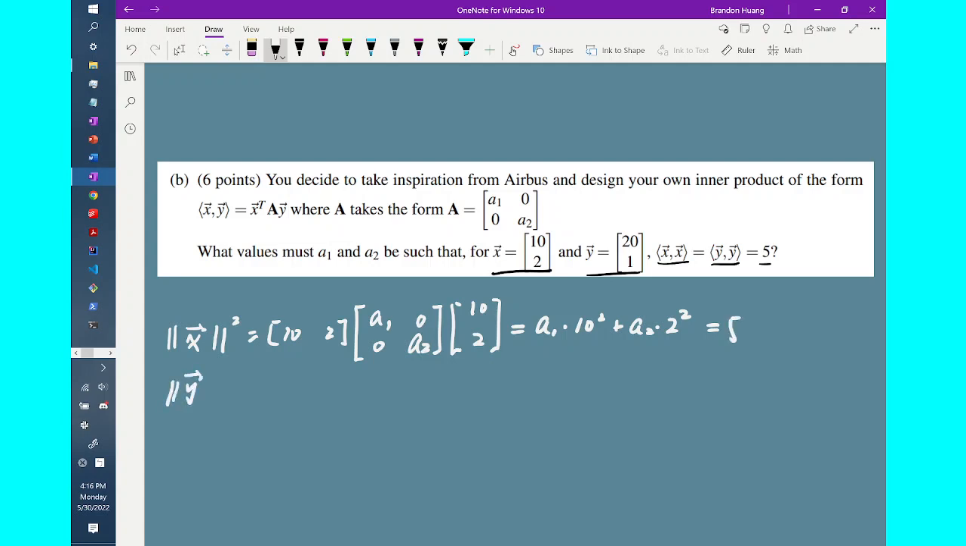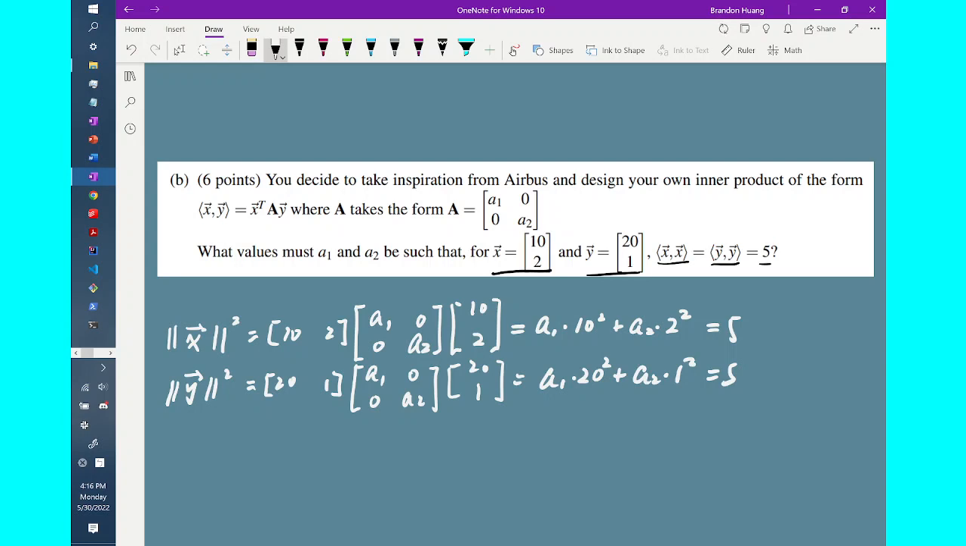I have another profile that I have to deal with, and this time it is (20, 1) times the matrix with A1, 0, 0, A2 times (20, 1), and this time it is not in transpose. And so I reached that this is also equal to A1 times 20 squared plus A2 times 1 squared, and then this is equal to 5. So in other words, we reached this system of two equations with two unknowns such that 100A1 plus 4A2 is equal to 5, while 400A1 plus A2 is also equal to 5.